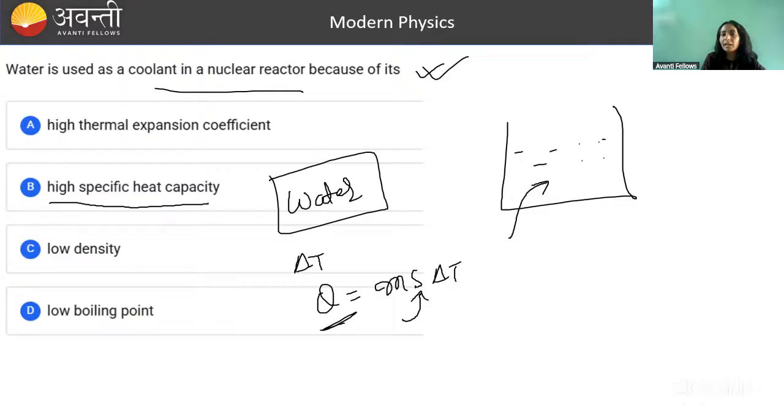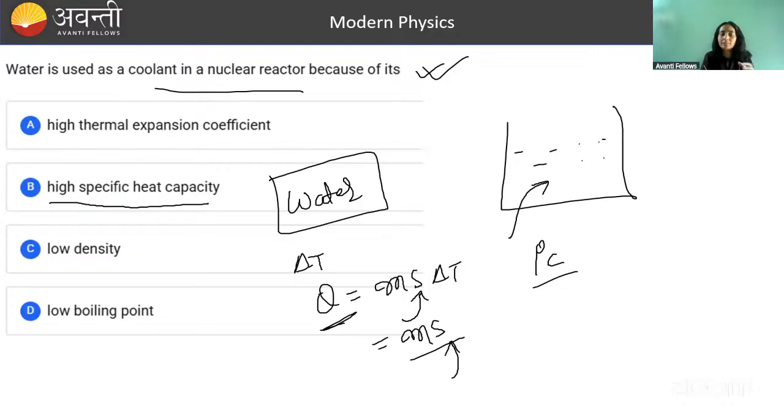And if Q is higher, what does it mean? Suppose we want to raise the temperature by 1 degree. For that you need to supply m s amount of heat. And if s is higher, this m s is higher. So to raise the temperature of water by 1 degree centigrade, it requires more heat. So it will absorb more heat of the reactor, which is a required case in a nuclear reactor, right? We want heat to go away. We want the heat to exit, right?